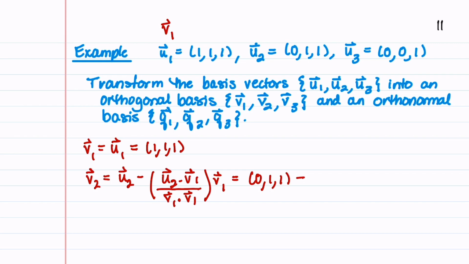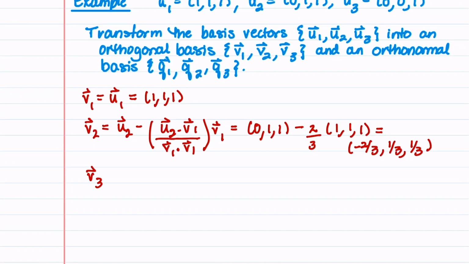So u2 dotted with v1 is going to give us a 2 on top, and v1 dotted with itself is going to give us a 3. And that gets multiplied by v1, which is 1, 1, 1. And this gives us, when all the dust settles, minus 2/3, 1/3, and 1/3.